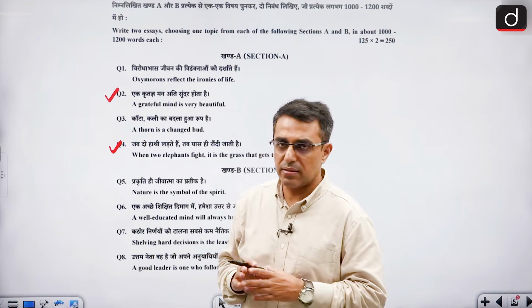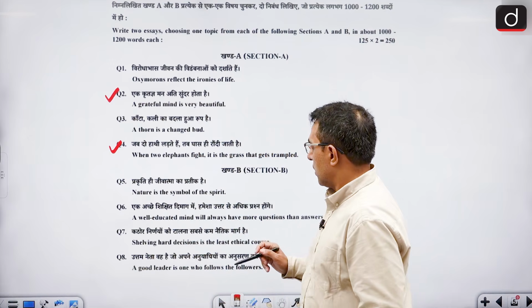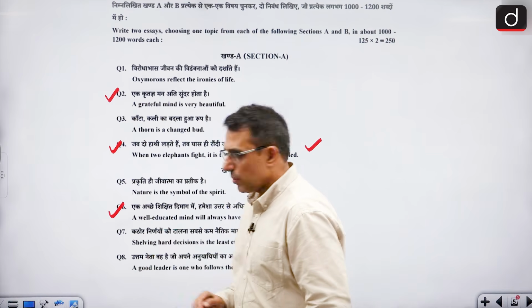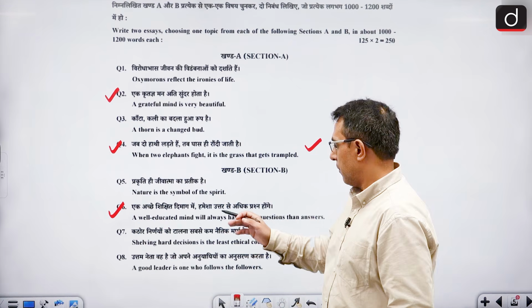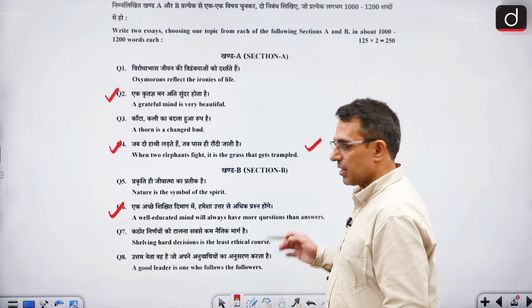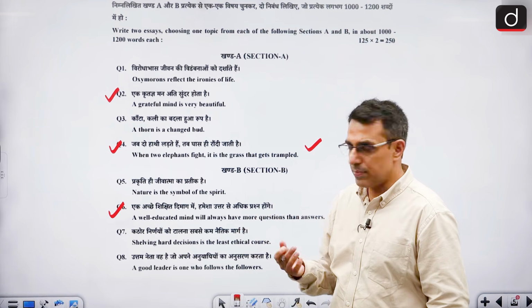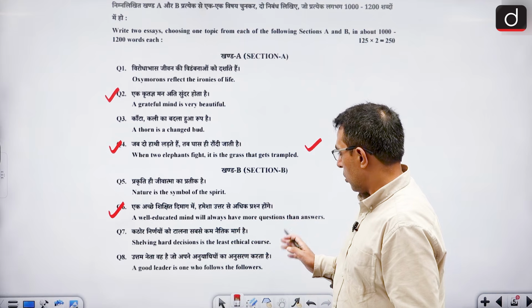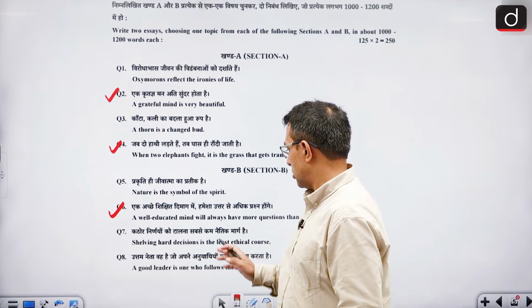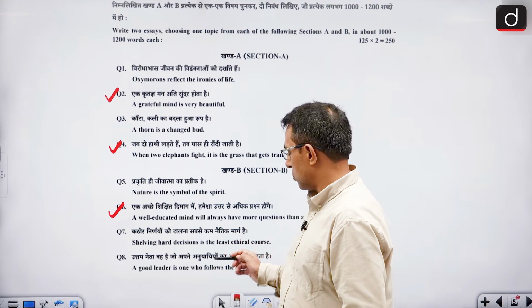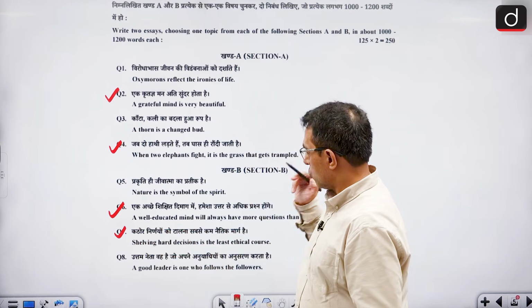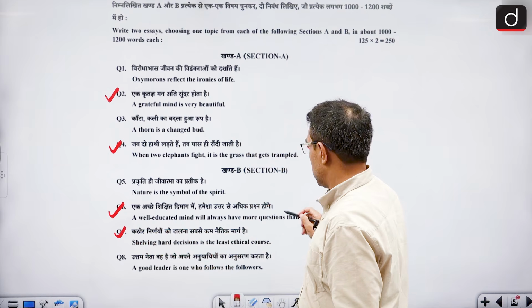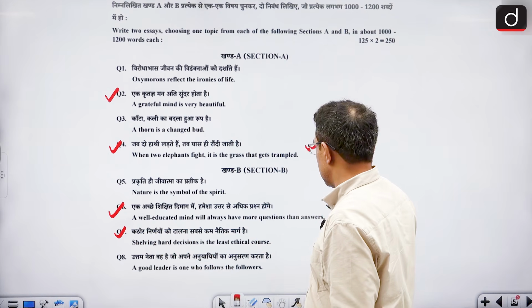Again, in this section, topic number 6 seems to be more doable, right? The chances of going wrong are very, very less here. A well-educated mind will always have more questions than answers. We can relate it to various themes, right? And also topic number 7, shelving hard decisions is the least ethical course. This also seems to be good. But if I have to select 2 topics out of these, then my choice will be 4 and 6.